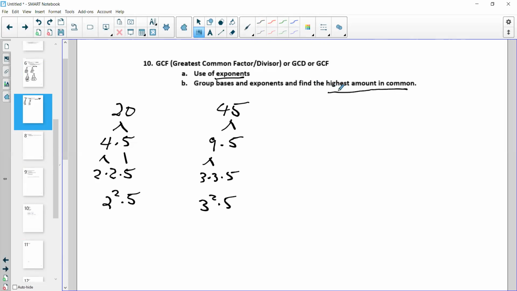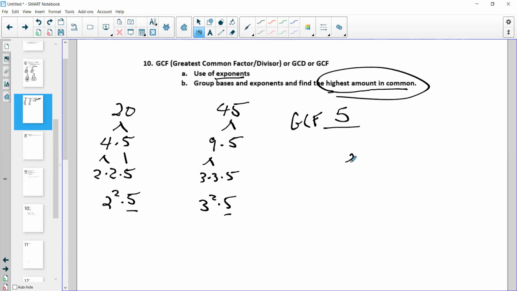All right, well, you're looking for the highest amount in common. So when we're talking about the GCF, we would say, well, this one has 2 to the second, but this one doesn't even have a 2 as a factor. Well, this one has 3 to the second, but this one doesn't have a 3 as a factor, but they do have a 5 in common, and only one 5. So the greatest common factor of 20 and 45 would be 5.